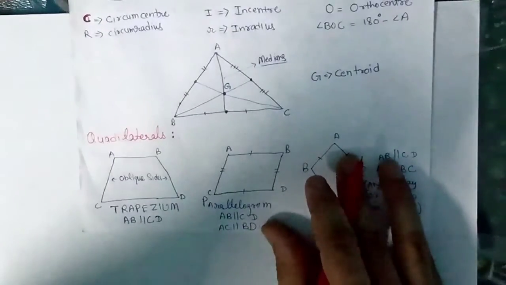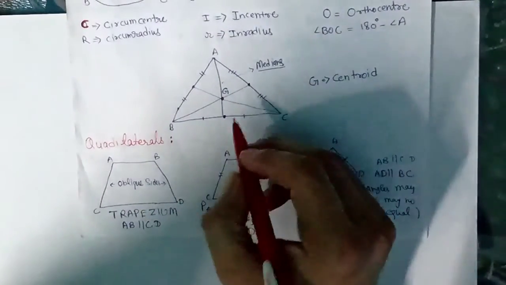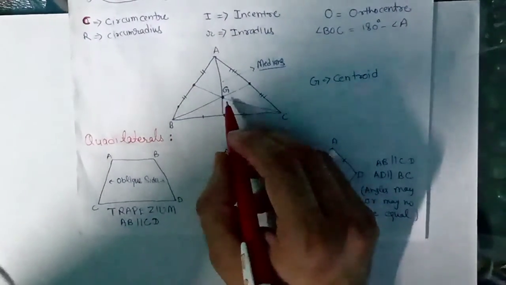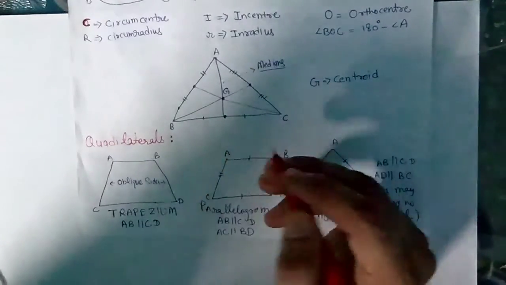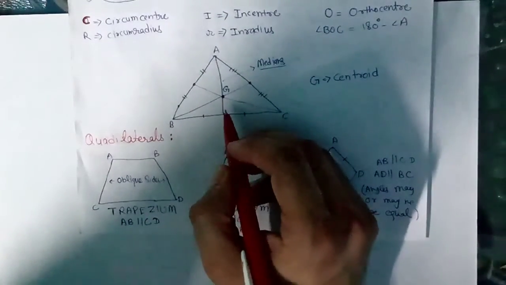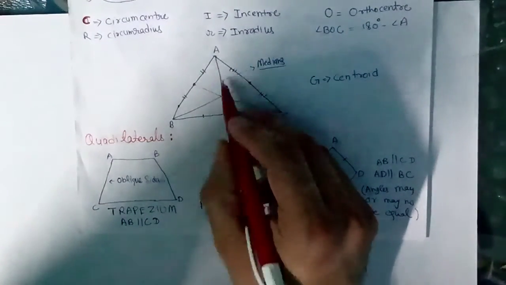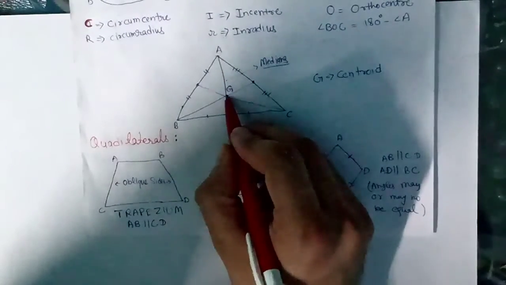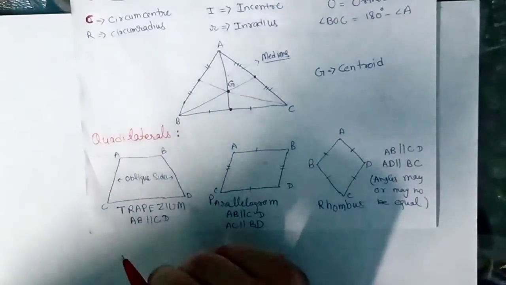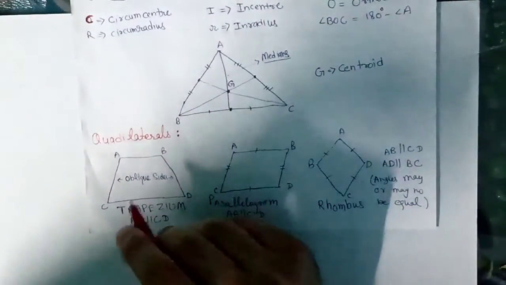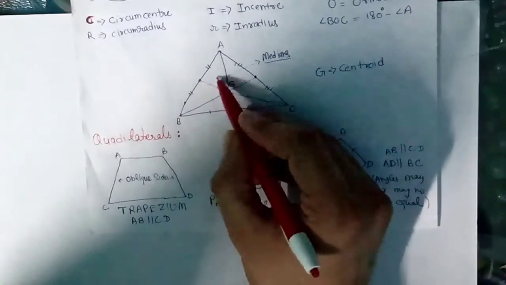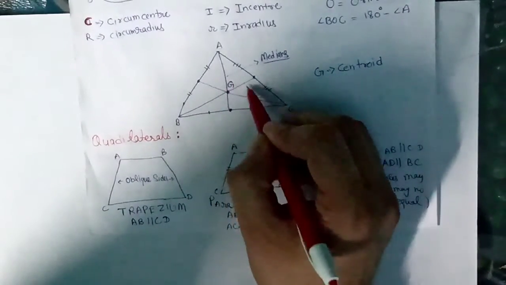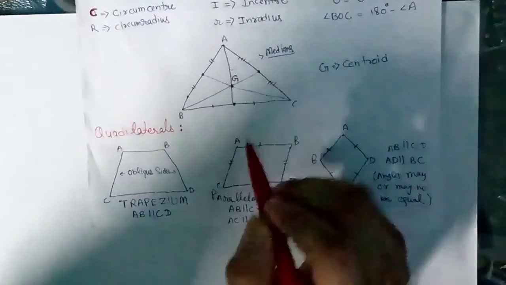Then we have one more center. This is known as the centroid, where the medians are drawn and they meet at a point. This point is known as the centroid. And these areas will be equal to each other.